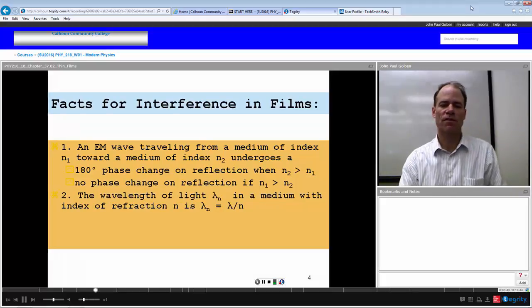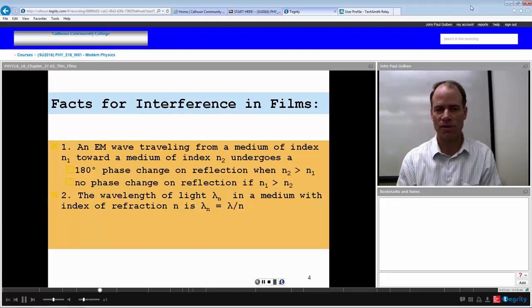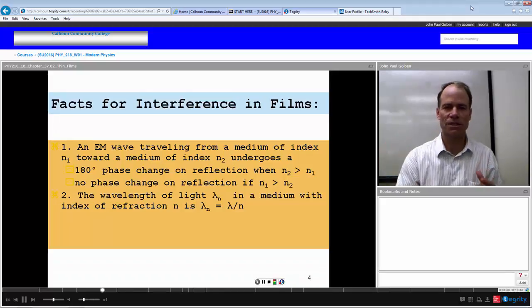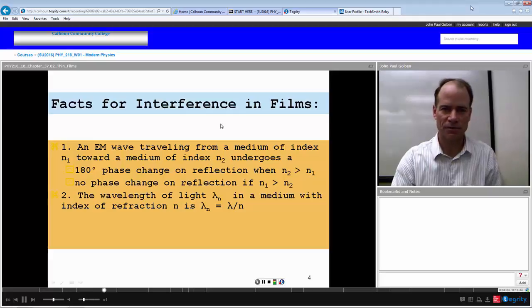The wavelength of light, lambda sub n, in a medium where the index of refraction is n, is the wavelength of that light in a vacuum divided by the index of refraction of that medium, lambda divided by n. So we have to keep that in mind. If the light goes into a medium, the wavelength is going to be shortened by the index of refraction of that medium.